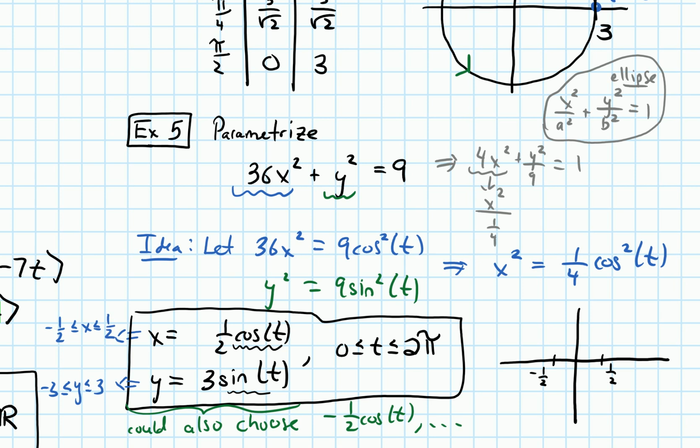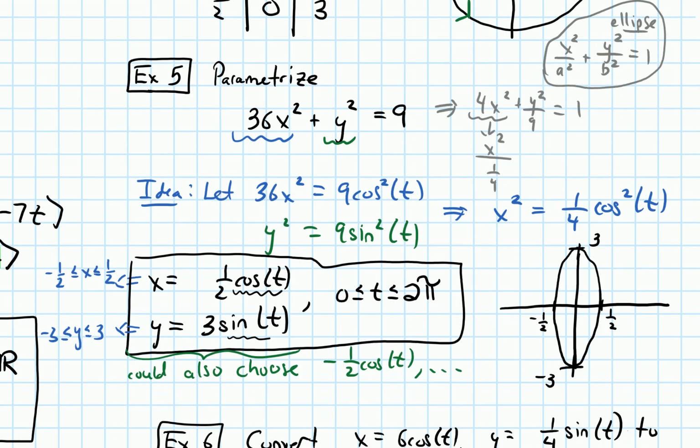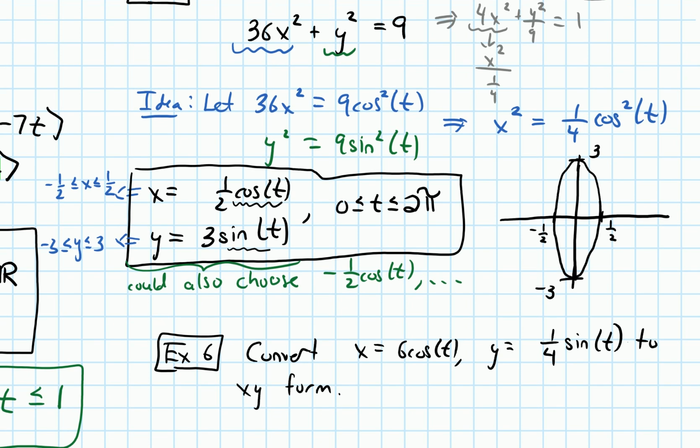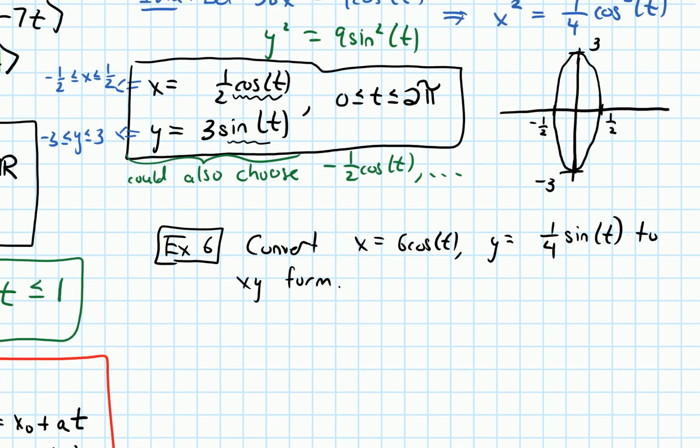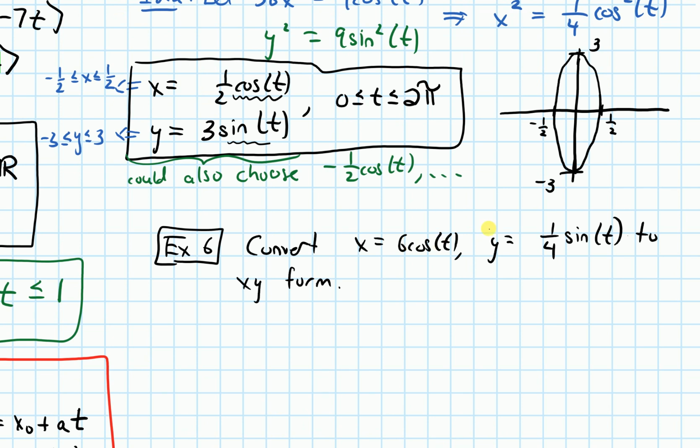So now we could see that it stretches a whole lot more vertically than it does horizontally. So my ellipse would have looked something like going down and then back through that point at 1/2 and then up. So it's this narrow ellipse here. All right, so let's do one more example in this video. What if I was given something in the parametric form, x equals 6 cosine t and y equals 1/4 sine t, and I needed to convert that to xy form.